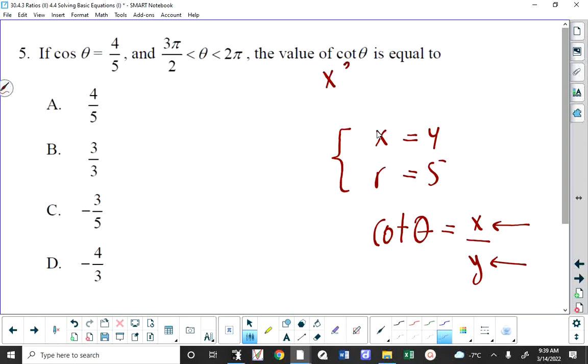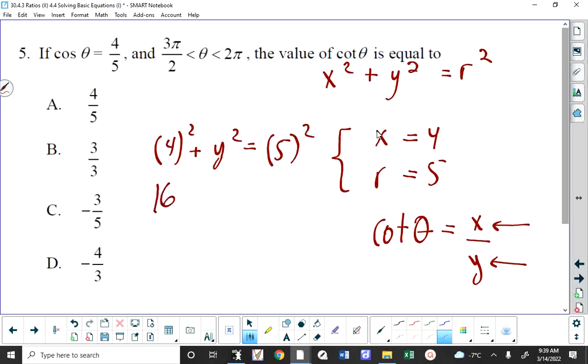So, again, knowing 2 of the 3 of x, y, and r allows you to find the third. So if I know x and r, I can find y. And that's what I'm going to do over here. I'm going to write x squared, which is 4, quantity squared, plus y squared, which we don't know, equals 5, quantity squared. 4 squared is 16. So I have 16 plus y squared equals 5 squared, which is 25. And I end up with y squared equals, well, whatever 25 minus 16 is, which is 9.